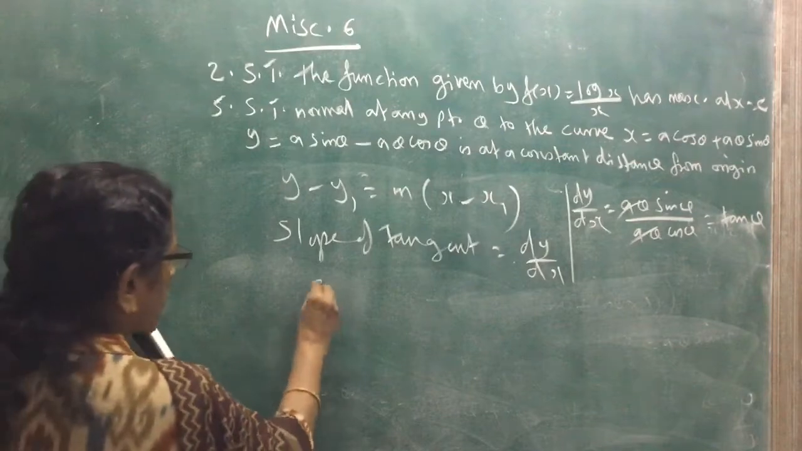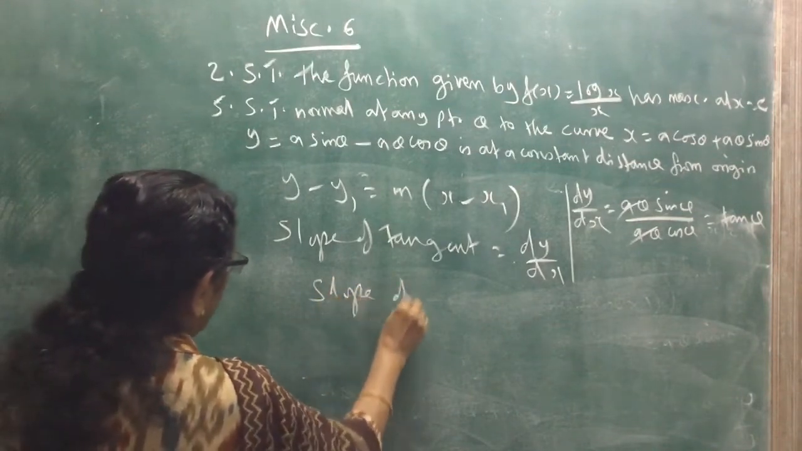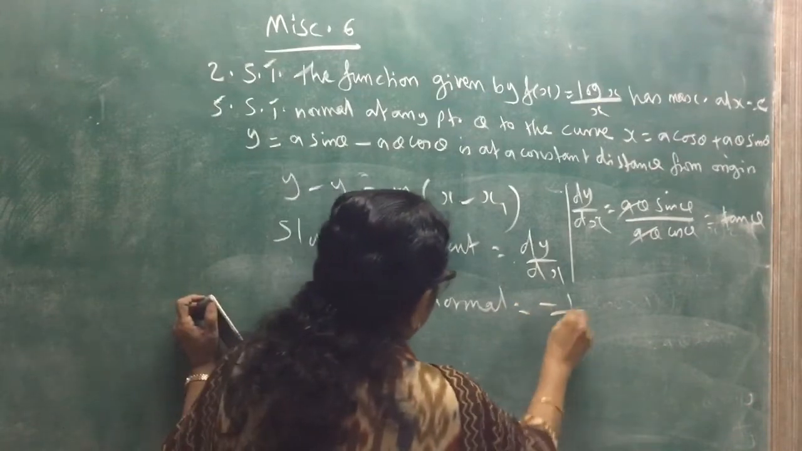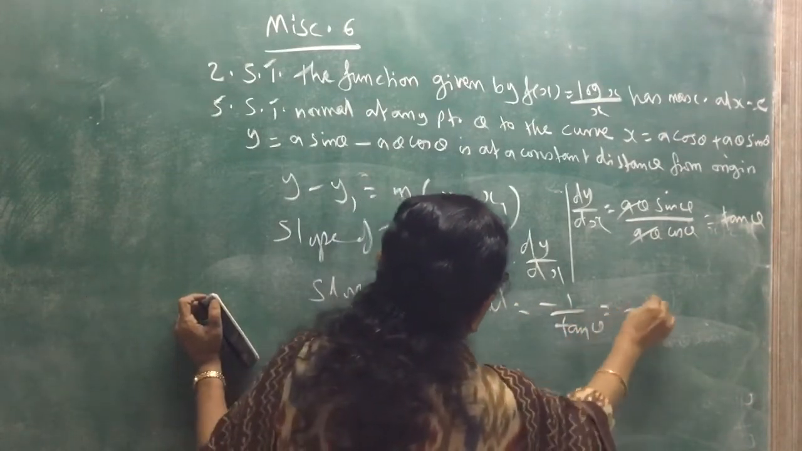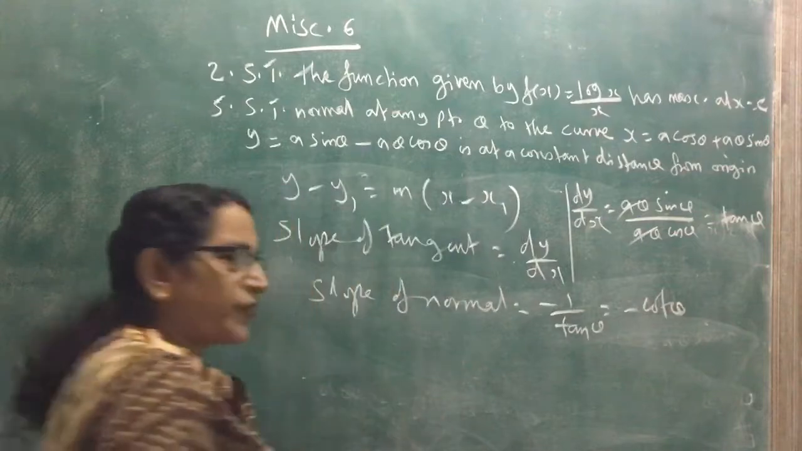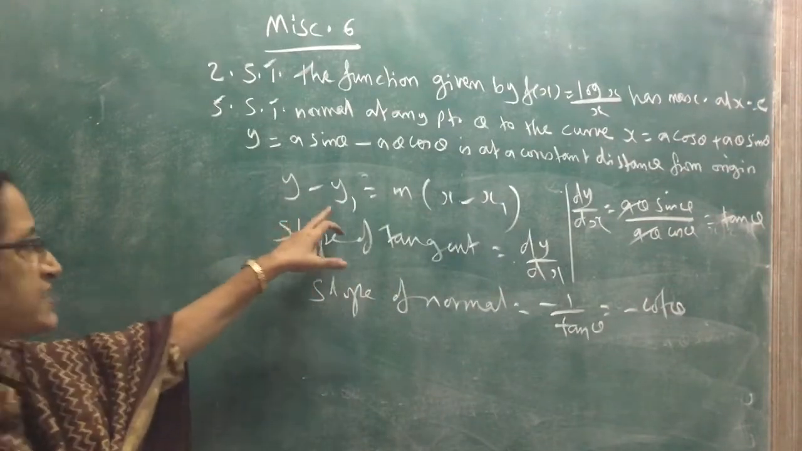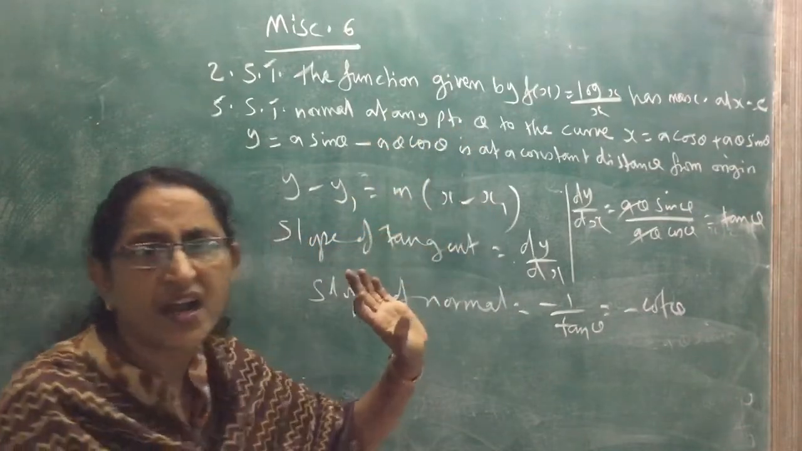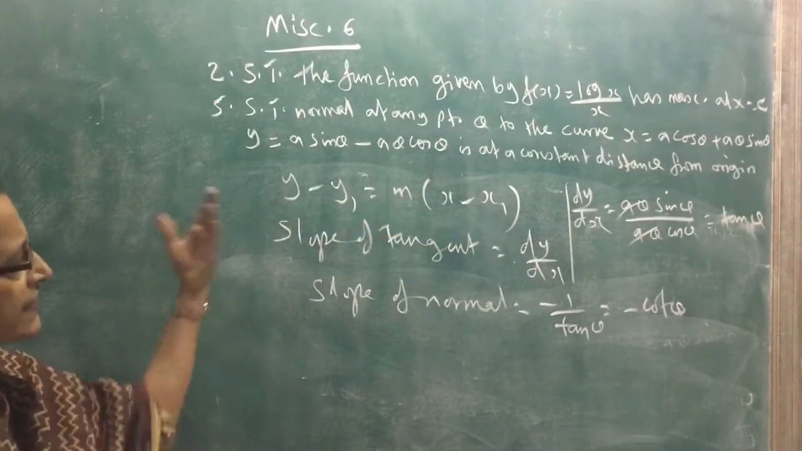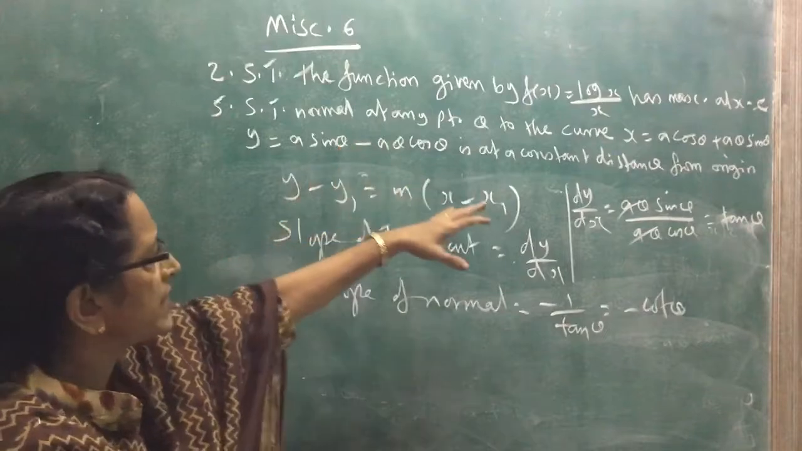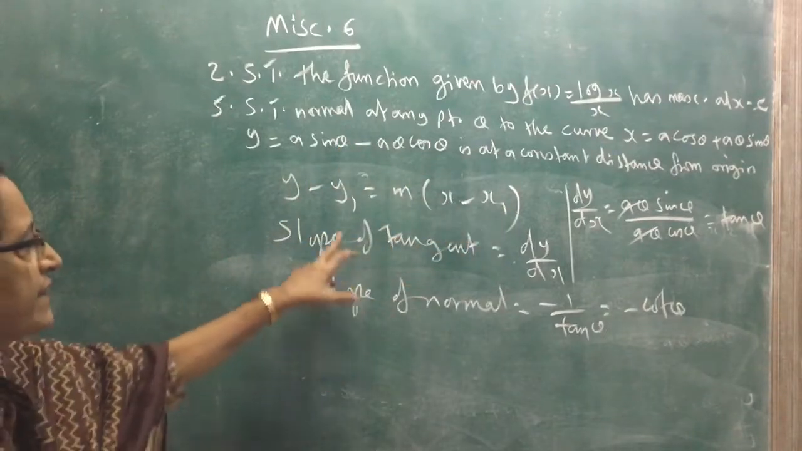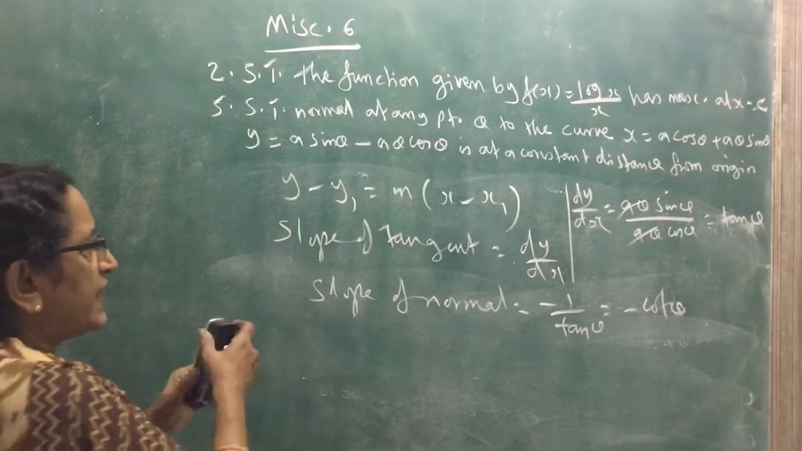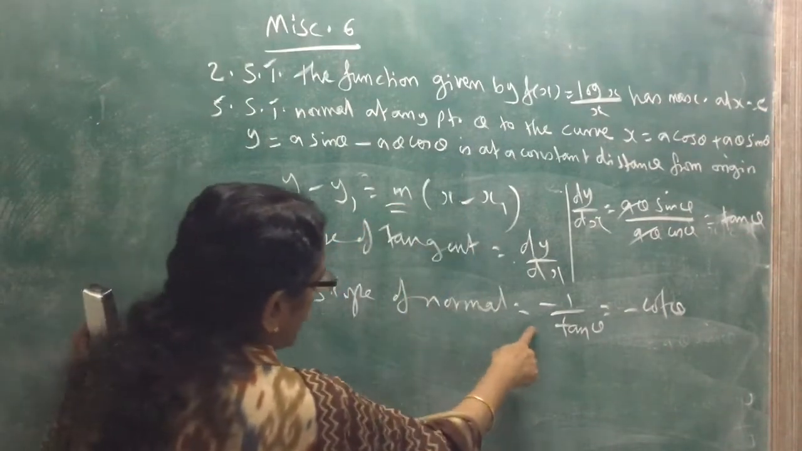Therefore, the slope of the normal is minus 1 by tan theta, that is equal to minus cot theta. So we got the slope of the normal, and for x1, y1 we have to prove it at any general point, at any point theta. Here theta is not given, so we write the same general point. We can substitute there and find the equation of normal. This is the equation of normal we are going to find.